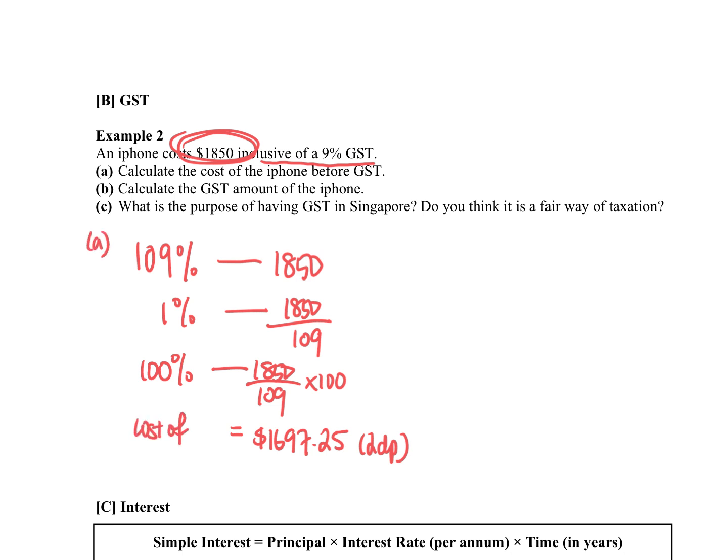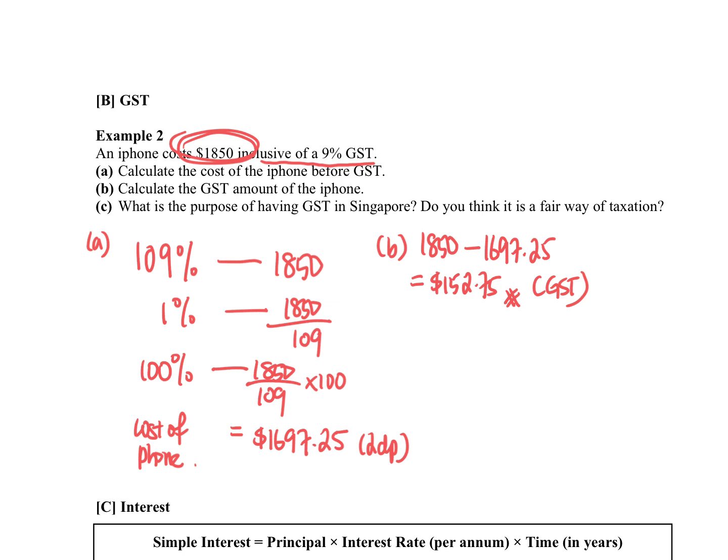Cost of phone. Then they say, can you calculate the GST amount? Okay, of course you can. Just use this. Subtract away this. So this is the GST that you have paid, for them to import the phone to your country. For all the technology that they have paid for, the government taxes you this amount for the iPhone.